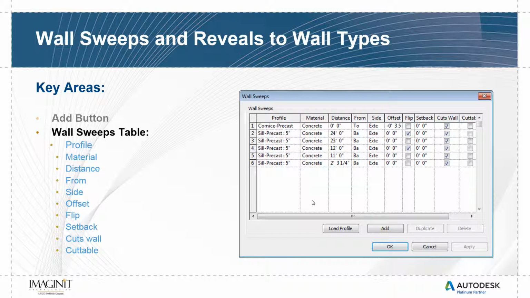Profile. That's what we're sweeping. Material, because profiles have no material. Distance, we'll skip that. Come over here to from: top or bottom. Where's the sweep going to be? Now go back to distance, distance from the top or from the bottom. Side, exterior, interior. Offset from that initial location, horizontal. Do you want to flip it? Okay. What's a cutback? Cut wall.